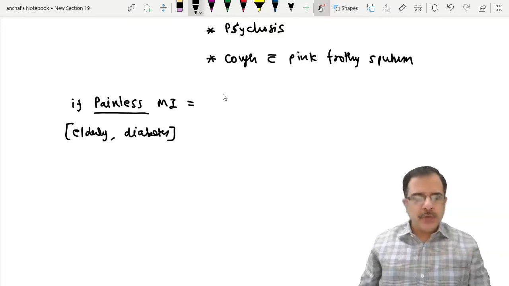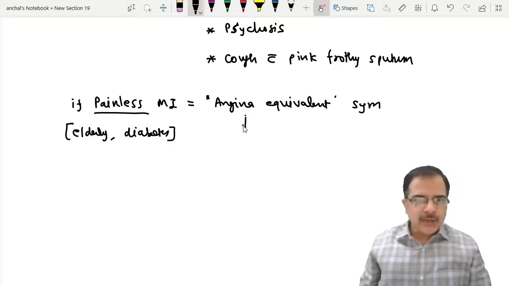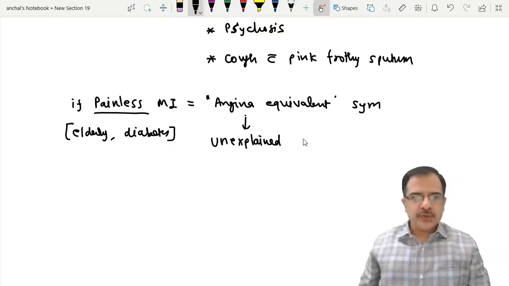So always look for the angina equivalent symptoms. So what are these angina equivalent symptoms? A very important word: unexplained. Unexplained sweating. Why unexplained sweating? Like a patient with diabetes who comes at around 3 a.m. It could be low sugars. Hypoglycemia can be a reason for unexplained sweating. So for sweating, we have to check the sugars.